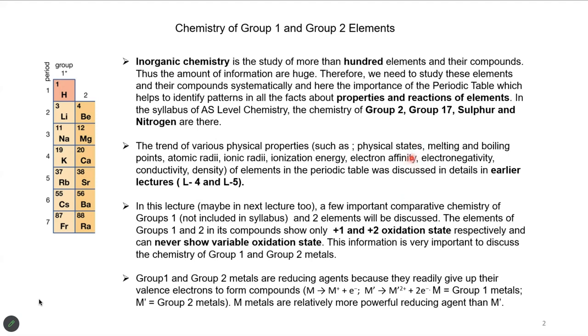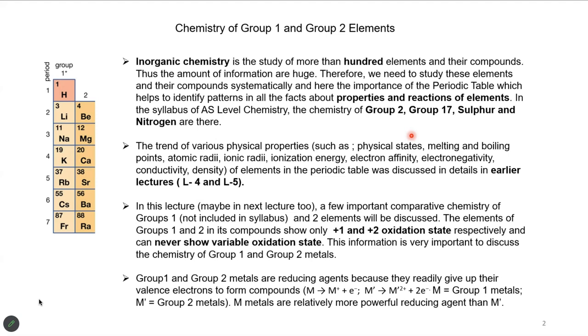We know in the periodic table there are 118 elements. More than 100 elements and their compounds are a branch of chemistry, which is inorganic chemistry. Because there is a huge number of elements and their compounds, the information is also huge. To study this, we need a systematic way, and the periodic table tells us how to study systematically. That is the essence and justification of the periodic table.